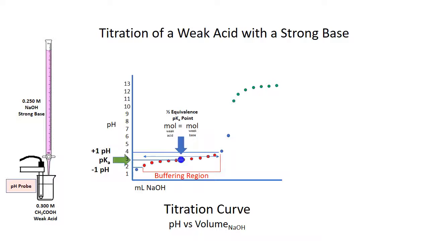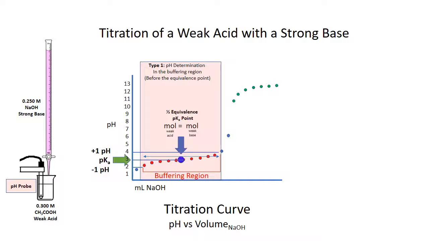Now, the buffering region is a region, first off, that has relatively constant pH. As you can see, the pH doesn't change much as we continuously add sodium hydroxide. The buffering region is also identified as a region where the pH is relatively constant. Buffers attempt to maintain constant pHs, and this buffering region would be the operational region of a buffer if this is what we were trying to construct. All right, so the buffering region, and halfway through the buffering region is the half equivalence point.